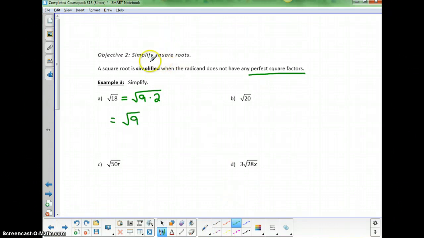Objective 2, multiplying an expression with more than one term. So we're going to look at, when I take an expression like 5 times x minus 2, we distribute. We're going to do something similar with our radicals. So when we distribute, we get 5 times x and 5 times 2, or 5x minus 10.